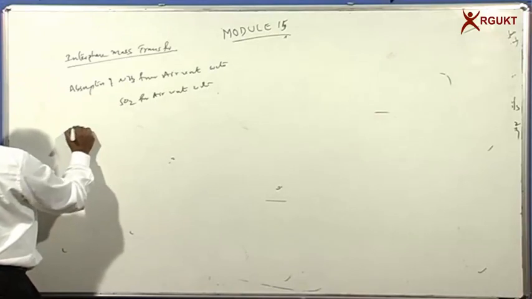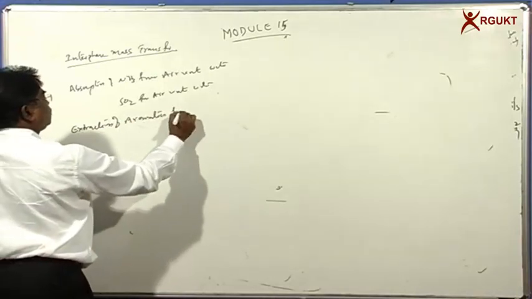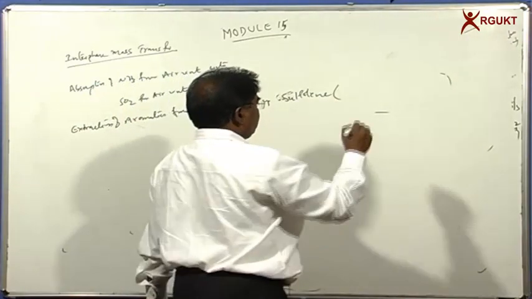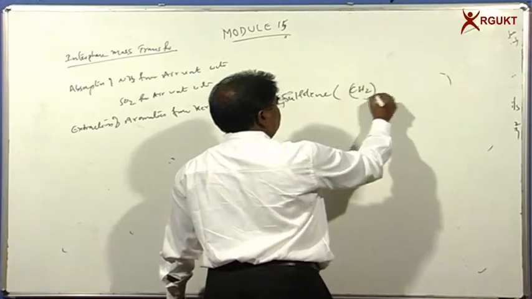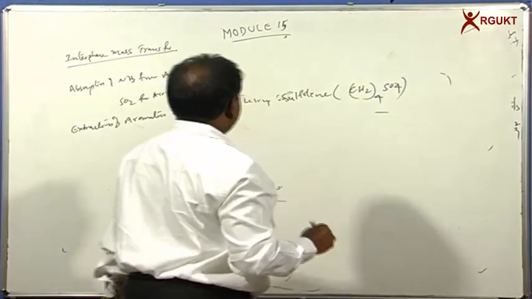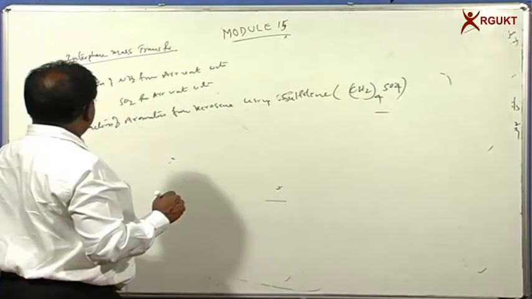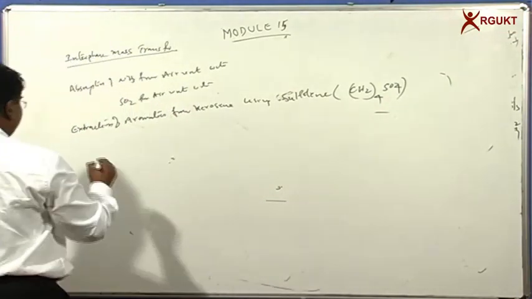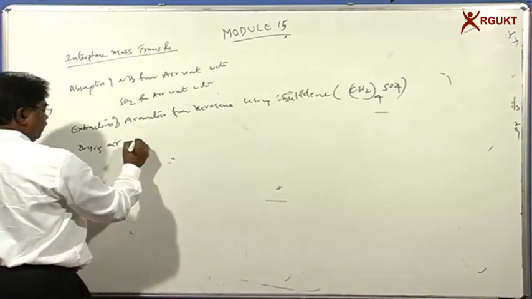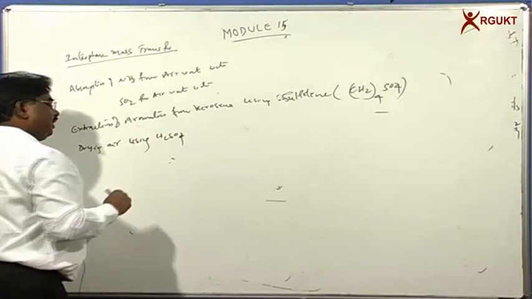separation or extraction of aromatics from kerosene using sulfolane. This is a 5-membered heterocyclic ring, containing 4 carbon atoms and 1 sulfur atom, and so this is another problem, extraction of aromatics from kerosene. Or the drying of air using H2SO4. This is an example we have already discussed in the first module.